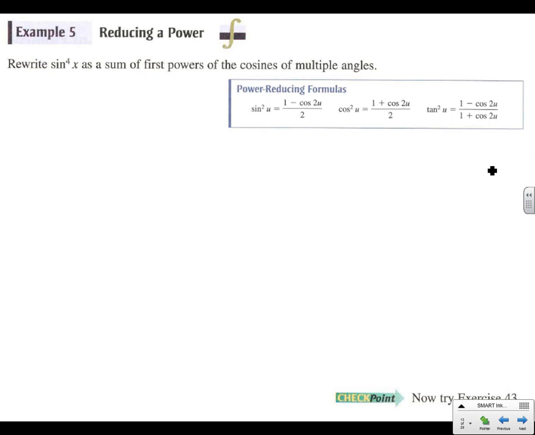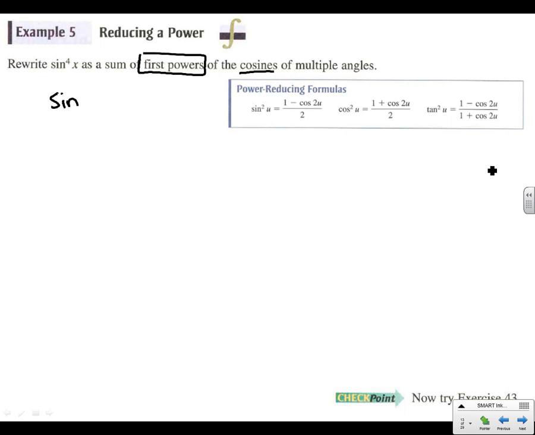So let's rewrite sine to the 4th x as the sum of first powers of the cosines of multiple angles. What that means is we're not going to stop until we have cosines only, and we can only have x to the 1st. No squareds, cubes, or anything like that. All right, so sine to the 4th. I'm going to rewrite that.